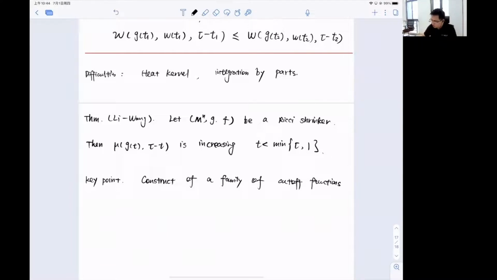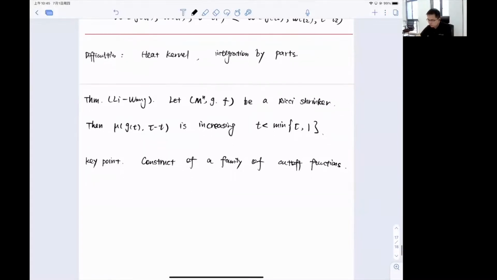So notice that for a general non-compact Riemannian manifold, the existence of cutoff functions might be hard to get. For instance, only if we assume some curvature condition, like the Ricci curvature is non-negative, can we construct some cutoff functions. But for Ricci shrinkers, the existence of the cutoff function is actually already made. It can be directly chosen as the cutoff function related to our potential function.